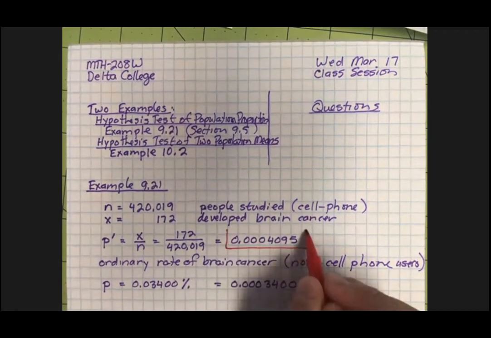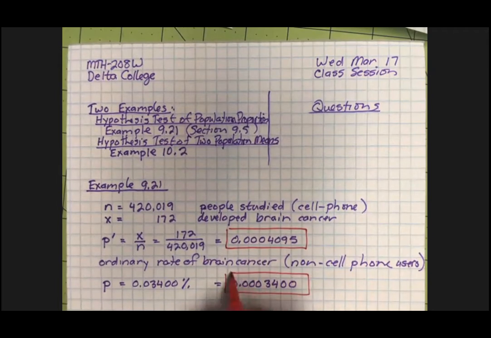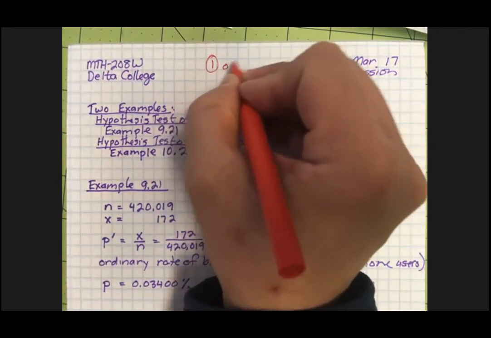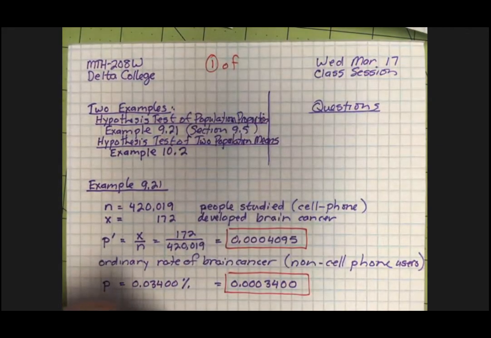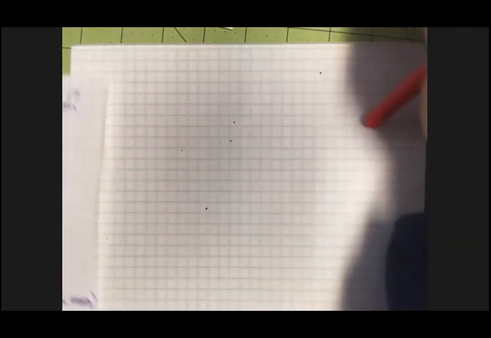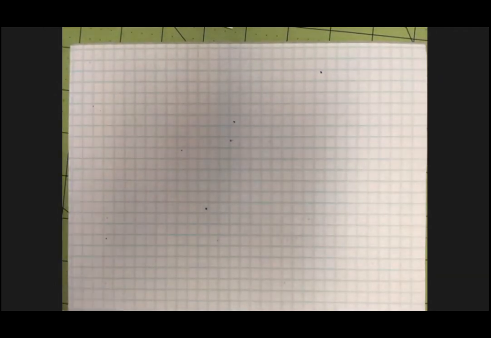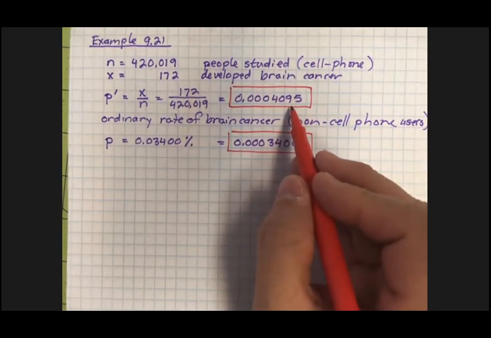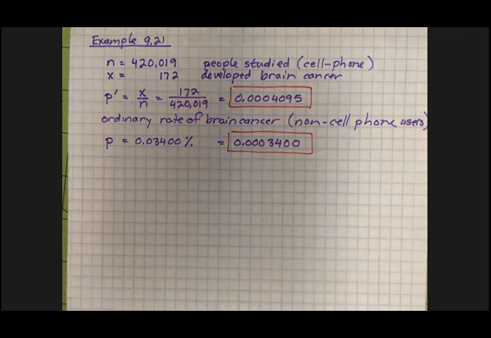And you could see why someone might get alarmed. They say, oh my goodness, when you use a cell phone, you have more cancer. Well, we do have more cancer. I can't deny that. But I also have things like random variation that happen too, right? Let me number my paper so we can move on. So I want to know if this extra cases of cancer here equate to just some random variation.